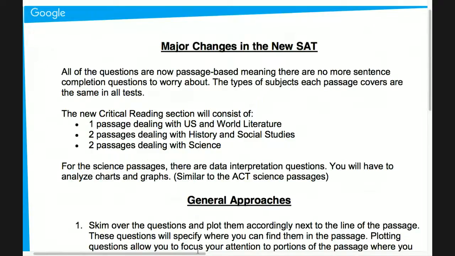So they're really standardizing everything, and they're trying to focus more on reading comprehension rather than just isolated sentence completions. They don't want students to be learning useless vocabulary words. So everything will now be in the context of a sentence in a passage.